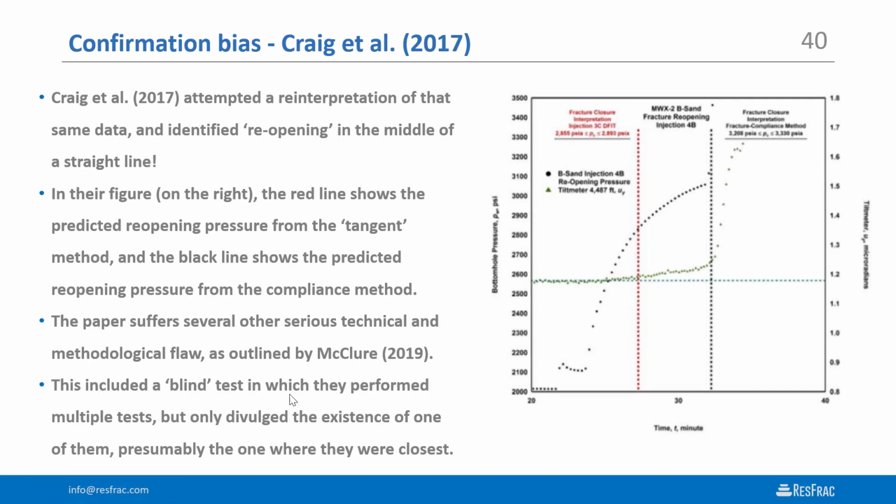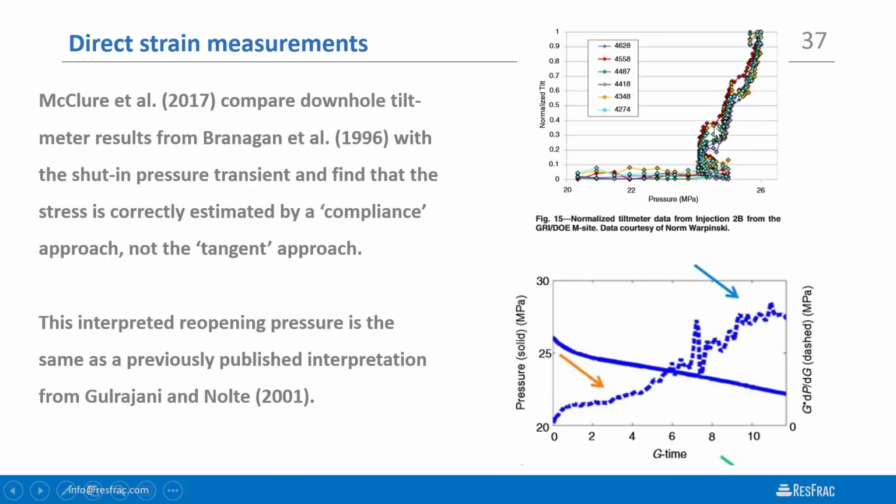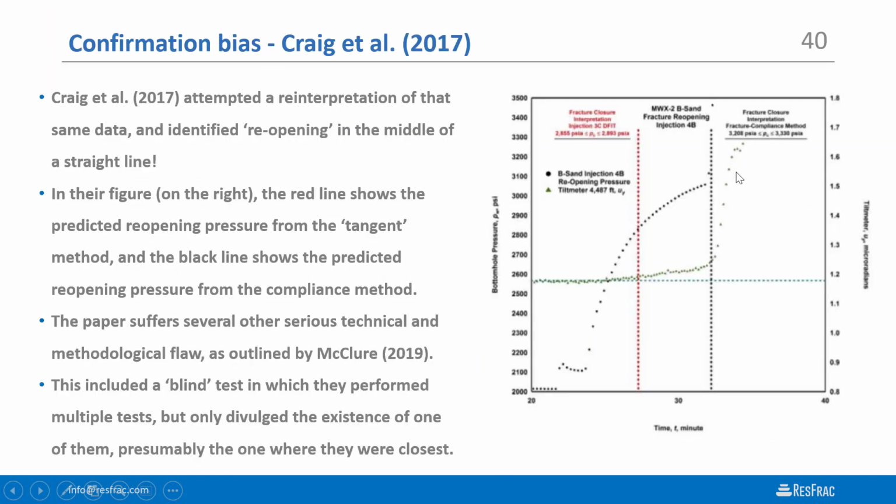I want to just give one more example of confirmation bias. You really have to be careful with this. Again, back to this Craig et al. 2017 paper. They actually went back to this data, and they tried to argue that this data supported the tangent position. So how did they do that?